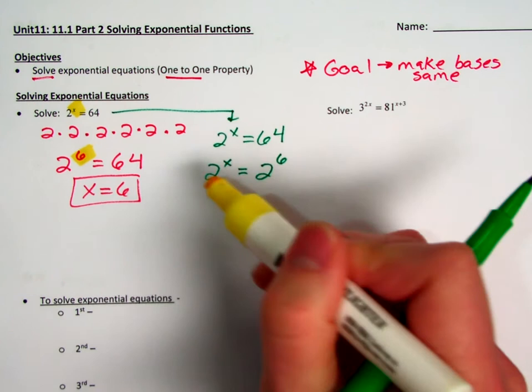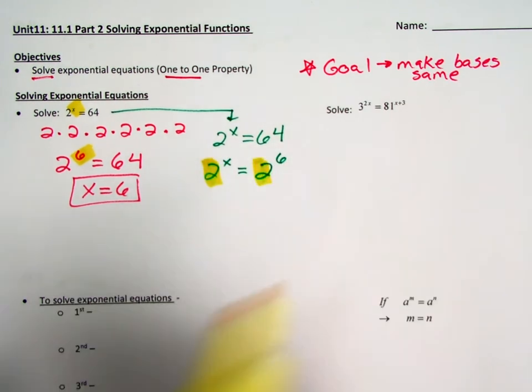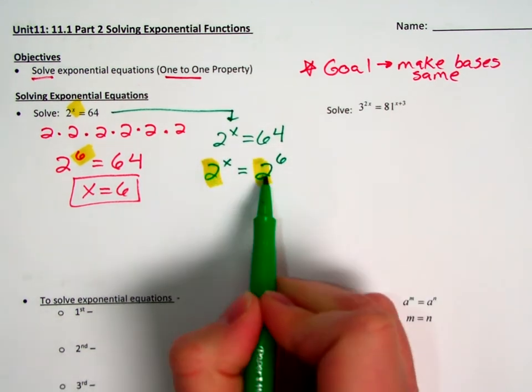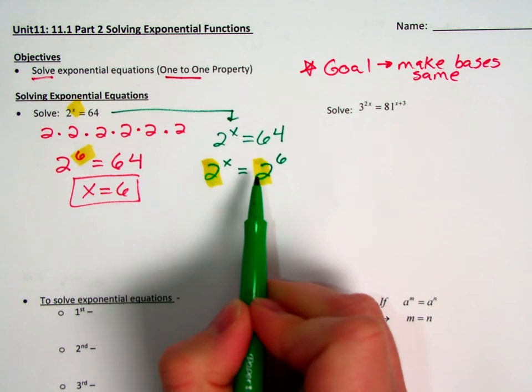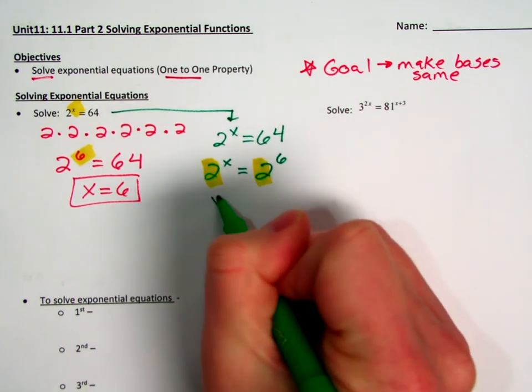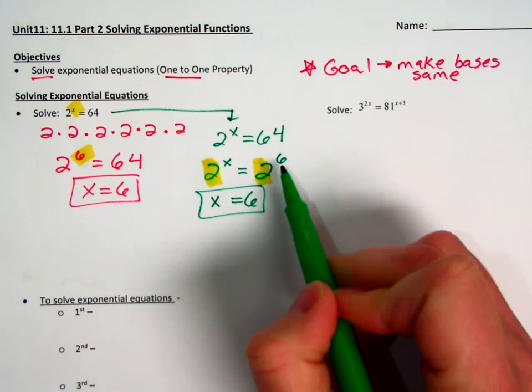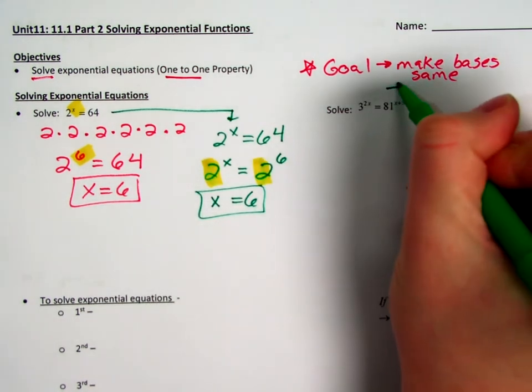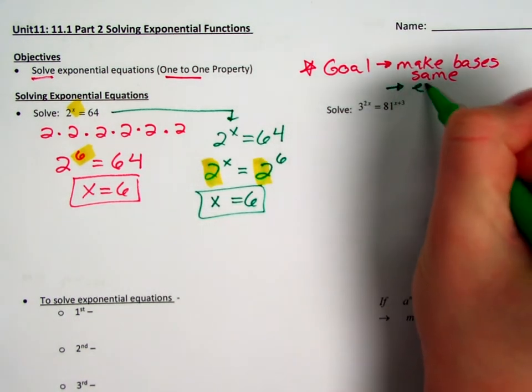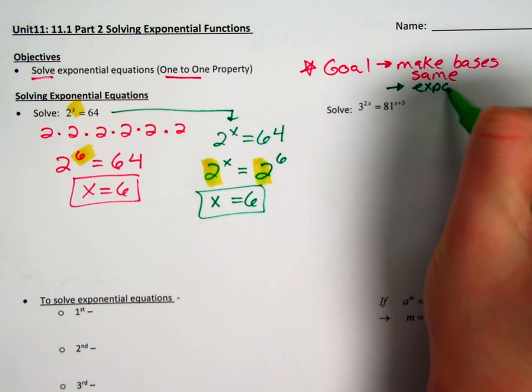So now that my bases are the same, if I'm going to have both sides equal, then the exponents would have to be equal since the bases are equal. So x equals 6. So that's our goal. We want to make the bases the same, because if we make the bases the same, then the exponents will have to be equal as well.